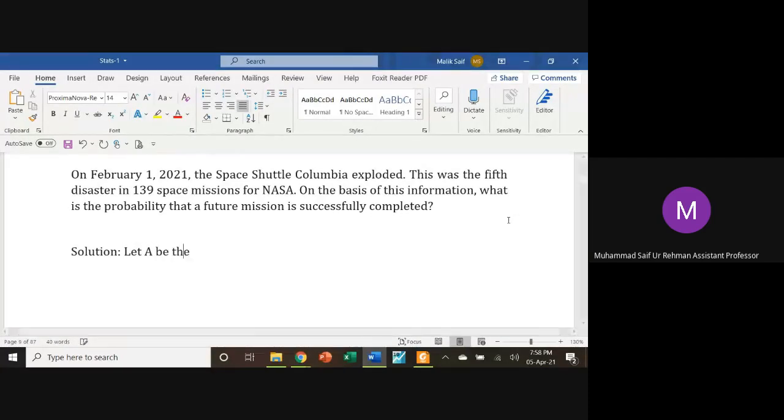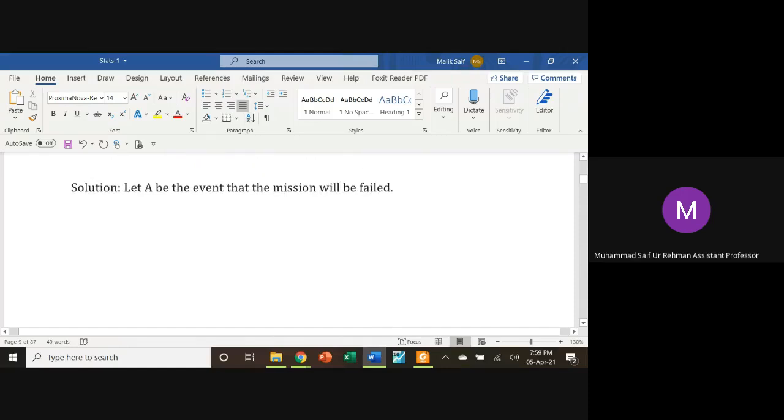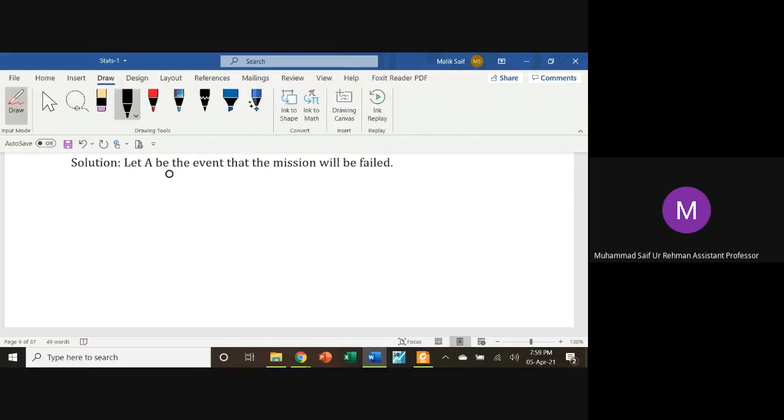Let A be the event that the mission will be failed. Will be failed means the shuttle will be destroyed. It will not complete its journey successfully. So let A be the event. Now you will use this A. How will you use this A? You will write down the probability of A. This is required.